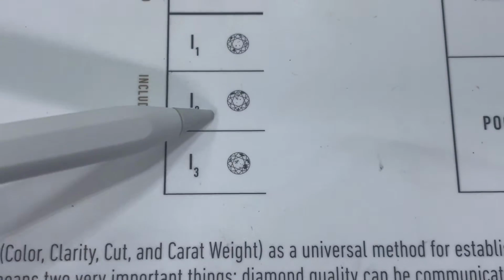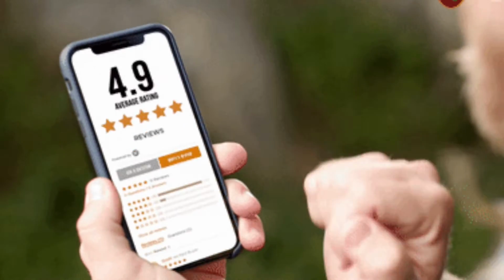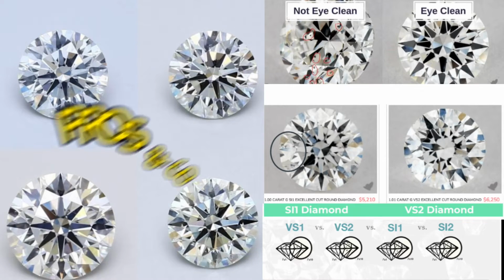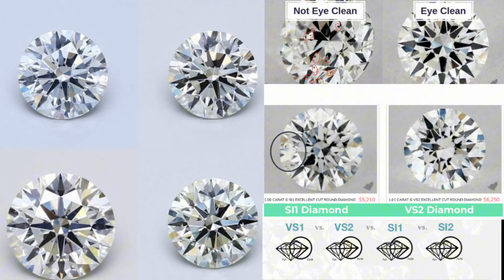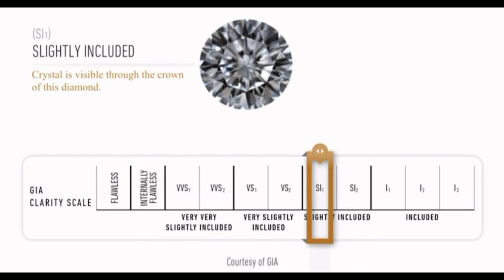I3. But we're going to talk about the SI1 and the VS2 because they are very common choices when people search for diamond engagement rings. And each one has its pros and cons. Each clarity has its benefits and weaknesses. First of all, let's talk about what each clarity grade stands for.